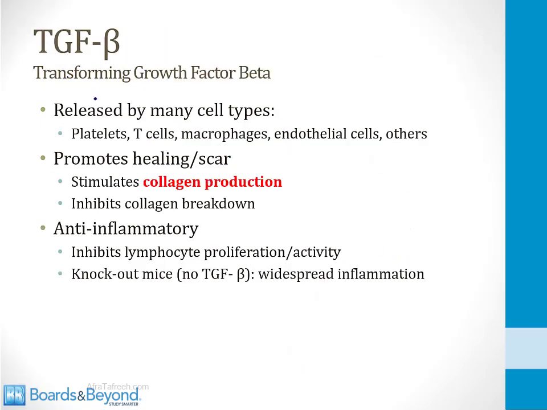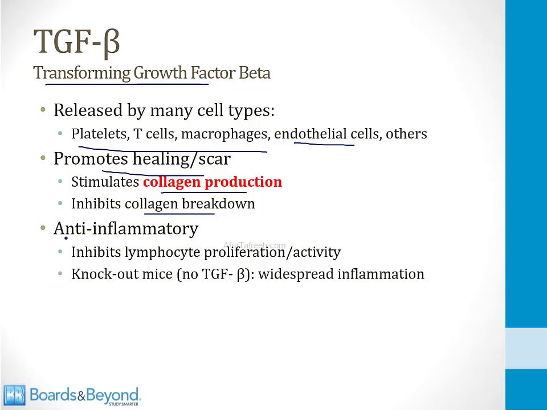So now let's talk about those two fibroblast growth factors, and the first one is TGF-beta, which is transforming growth factor beta. This is released by many different cell types, including platelets, T cells, and macrophages, as well as endothelial cells and some others. And in general, it has two roles. The first thing it does is promotes healing and scar formation, and it does this by stimulating collagen production and inhibiting collagen breakdown. So one of the things it does is drive fibroblasts to start making collagen as part of the process of healing and scar formation.